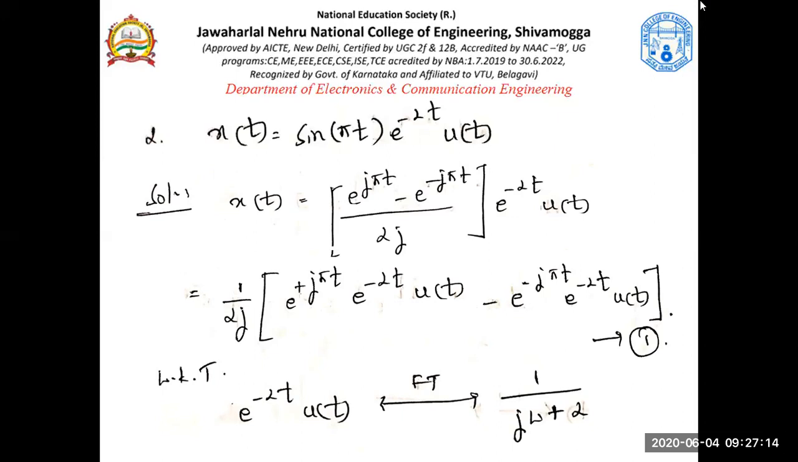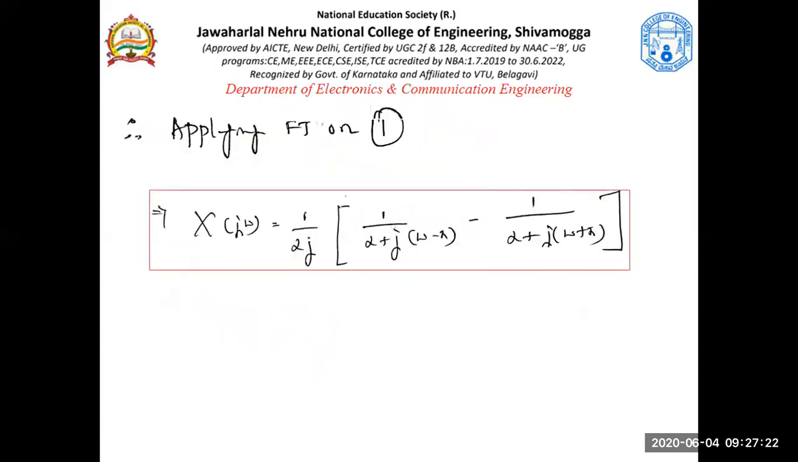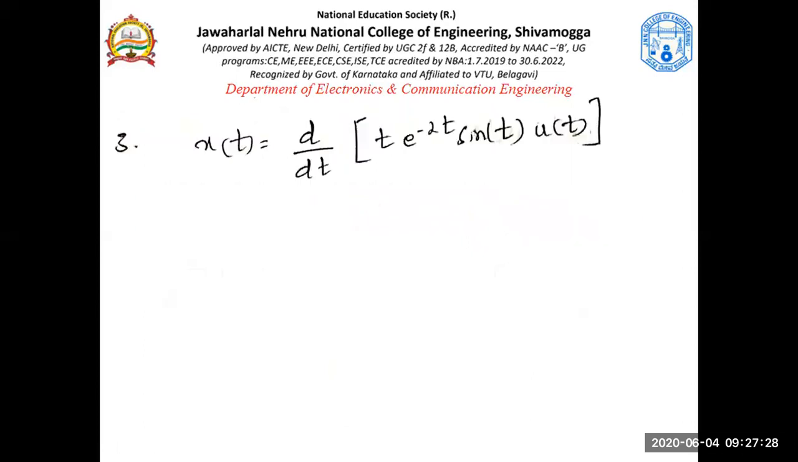Now applying Fourier transform on equation 1 would result in a very similar problem. You should not have problem solving this. Fine. The third one. Again, there is an exponential, but along with an exponential, we have a t. Let's see how this is going to work out.